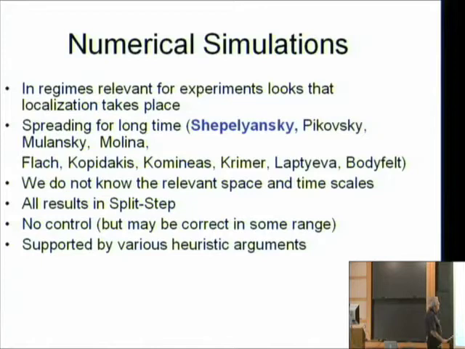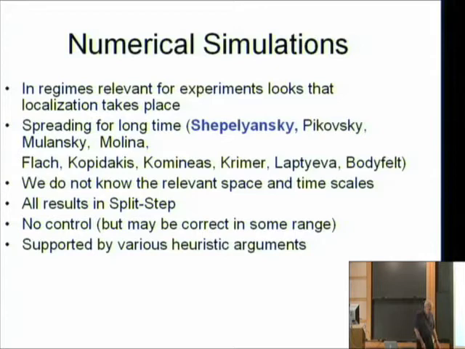Second, people looked at long spreading for a long time, and these are the various groups. Now the problem is, it's not clear. The problem usually when we do simulations to study physics, we know about some scale. So we decide when the system is infinite. For example, in critical phenomena, we say, well, if the system is much larger than the correlation length, then it's infinite. Here, we don't know what the scale is. So we don't know what is a very long time or very large system. So basically, the simulations stop when they don't have more resources.